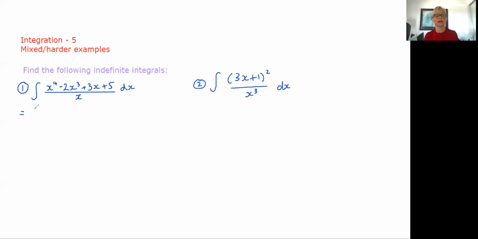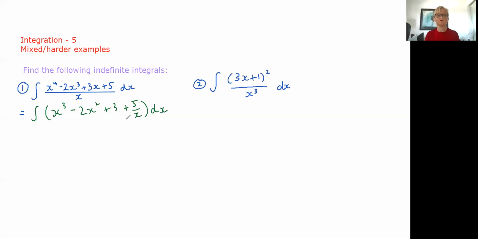Now, we should know by now that we can't integrate a quotient. We don't have a rule for that yet. So a quotient as is we can't do. However, because we've just got one term in our denominator, we can in fact divide each of our terms in our numerator by that denominator. So let's do that. We're going to get x to the 4th divided by x is x cubed, minus our 2x squared, plus our 3, plus 5 on x.